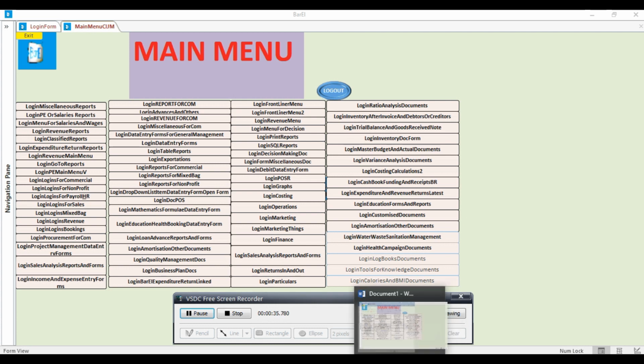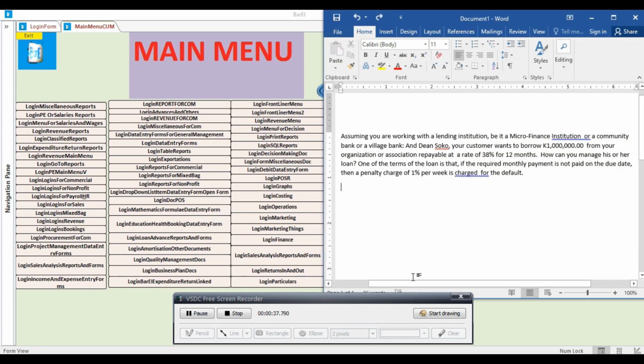So let us look at the question here. Assuming you are working with a lending institution, be it a microfinance institution or a community bank or a village bank, and in Soko your customer wants to borrow 1 million from your organization or association, repayable at a rate of 38% for 12 months. How can you manage his or her loan?